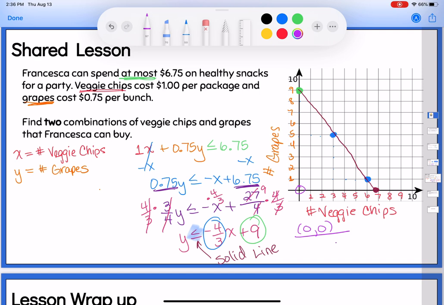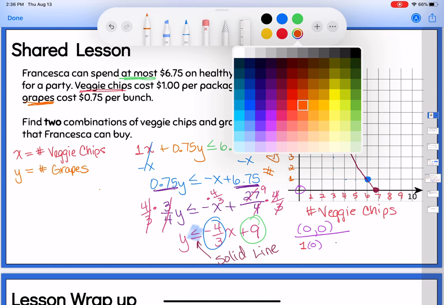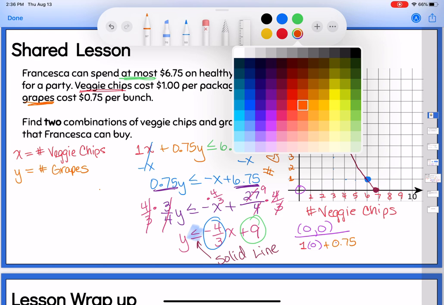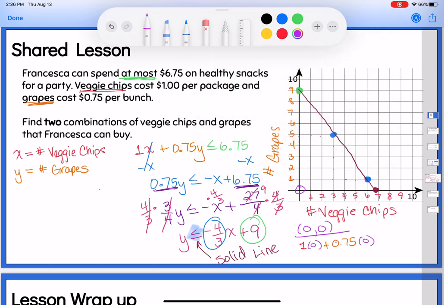So here I would have 1 times 0 plus 0.75 times 0 is less than or equal to 675. 0 plus 0, so is 0 less than or equal to 675? And the answer is yes.